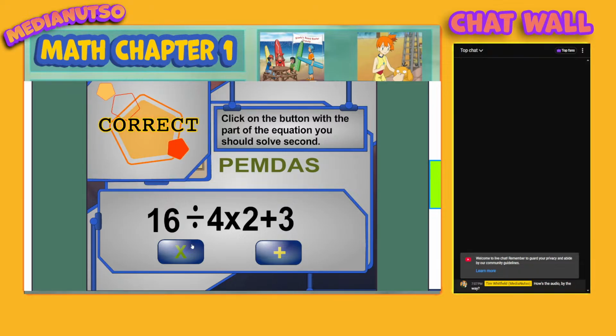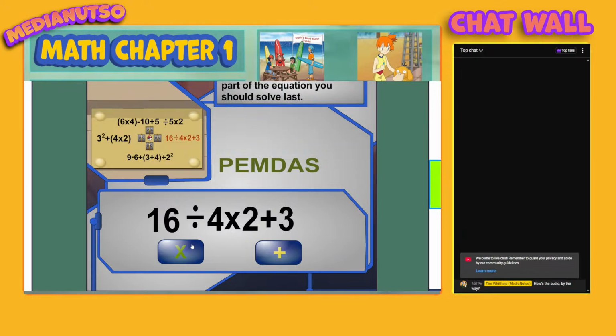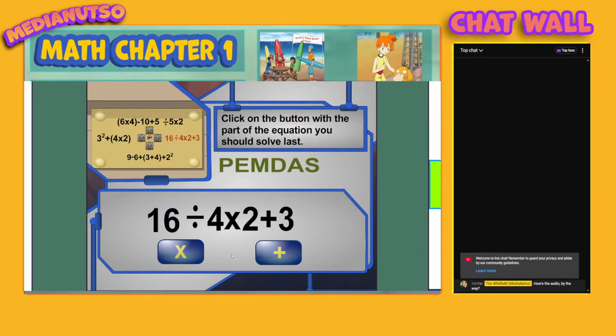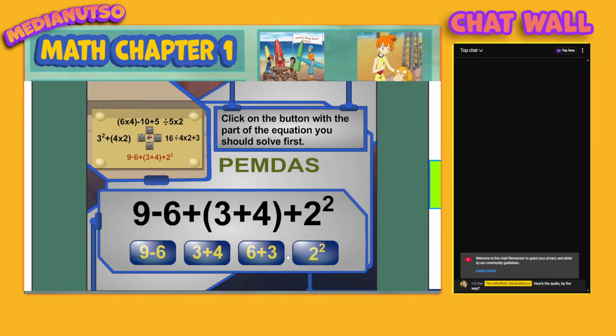Yes! Multiplication, and that comes before addition and subtraction. We're getting there. Highlight and click on the part of the problem you should solve last. It's the only one left. Yeah! We add 2 plus 3 last. One more problem to go. Let's try this one. Highlight and click on the part of the problem to solve first.